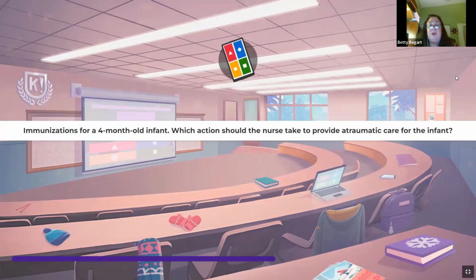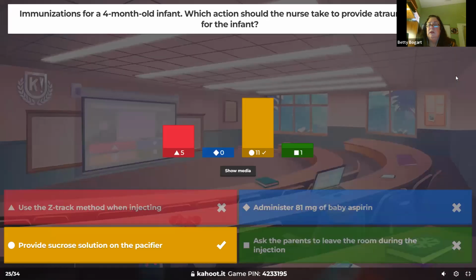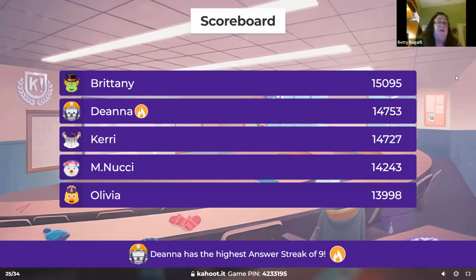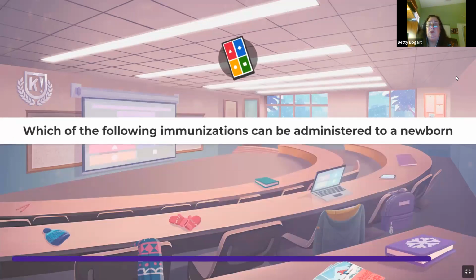Immunizations for a 4-month-old infant. Which action should a nurse take to provide atraumatic care for an infant? So give them a pacifier. You don't know how many times we'll give immunizations, or start an IV, or draw labs, or do a urinary straight cath on these children. Give them a pacifier, have mommy hold their hands, and she can be talking to them. And these kids, it's done, it's over, and they barely even felt the needle go in for IVs. So it works well. My grandson had his circumcision with just the pacifier. It works. Crying, yeah, they're going to cry a little, but it's going to be a lot shorter than without using that. Which of the following immunizations can be administered to a newborn?